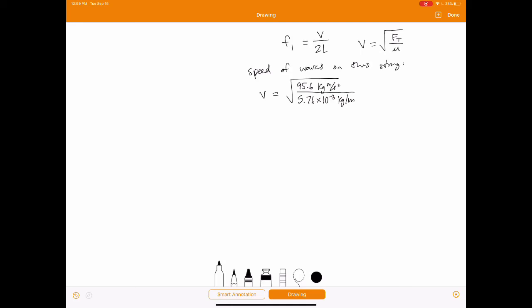And if you solve for v, what you're going to get is 128.8. Kilograms cancel out, and we're left with meters per second as our unit, but we'll remind ourselves that we're keeping 3 sig figs on that. Okay, so what's the fundamental frequency then? That's f1.